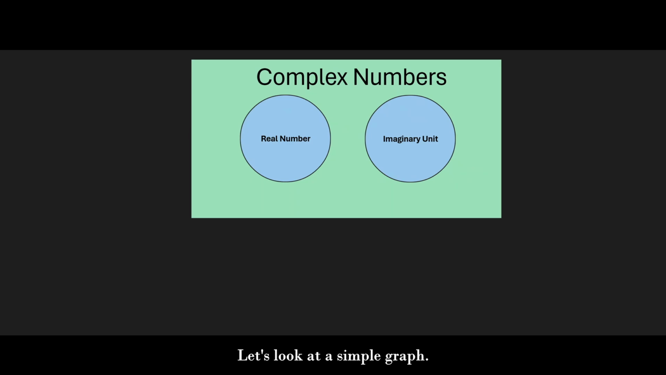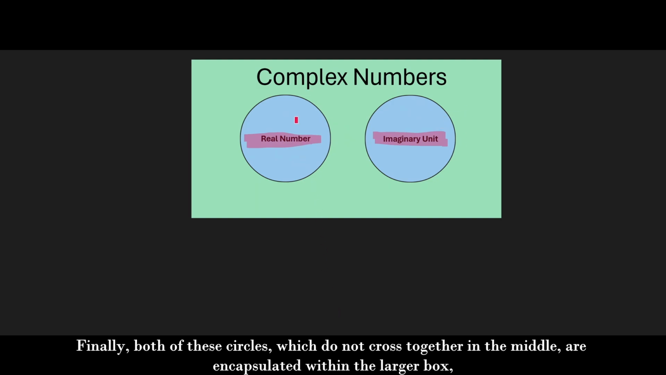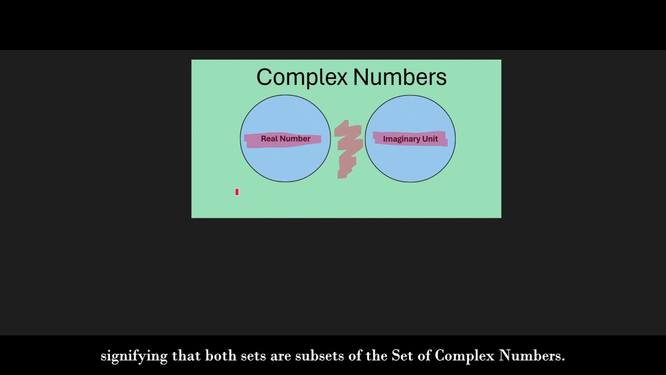Let's look at a simple graph. Notice here that in the left circle, we have real numbers. And in the right circle, we have imaginary numbers or imaginary units. Finally, both of these circles, which do not cross together in the middle, are encapsulated within the larger box, signifying that both sets are subsets of the set of complex numbers.